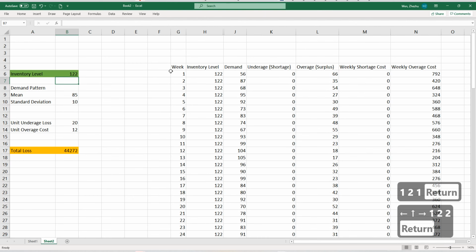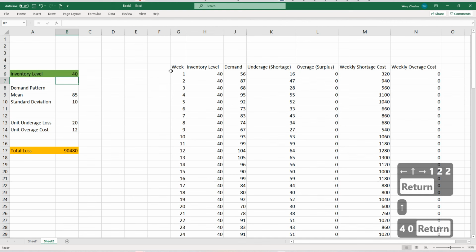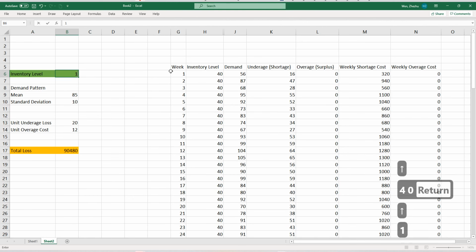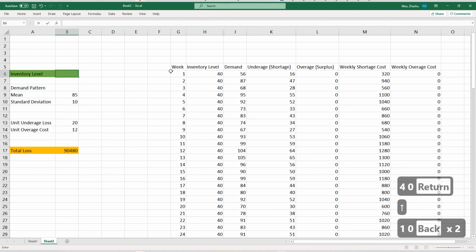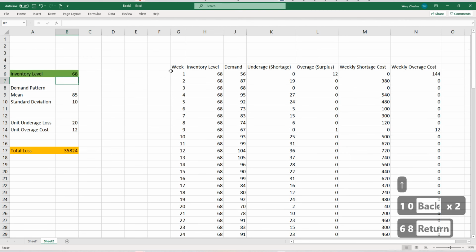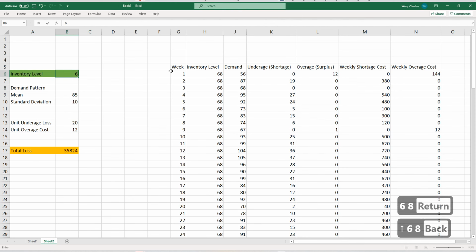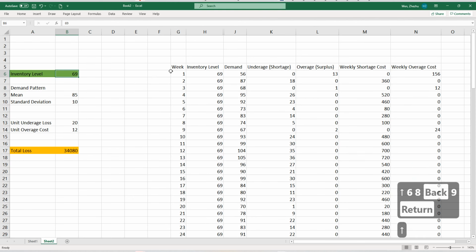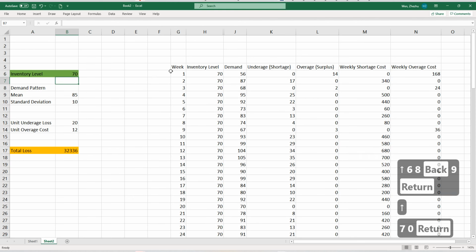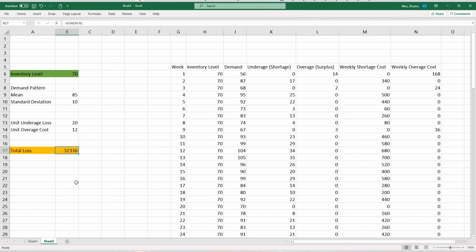It keeps increasing, right? Maybe I should try a smaller number like 40. Ooh, it's even bigger. Maybe 100. Oh, I started at 100. Maybe I should try 68. It's smaller, maybe 60, 69, 70. Yeah. So it's your job to figure out what inventory level this thing will get minimized.